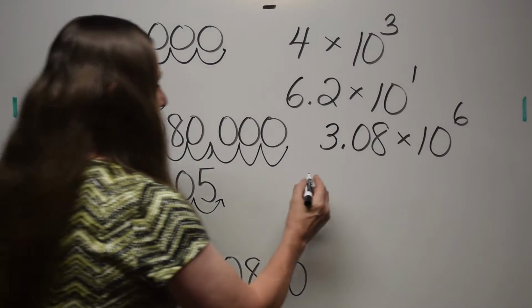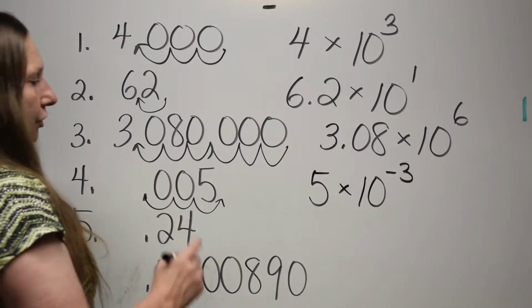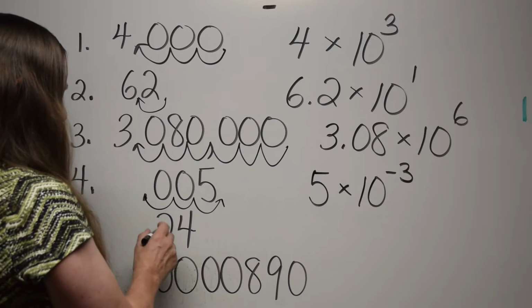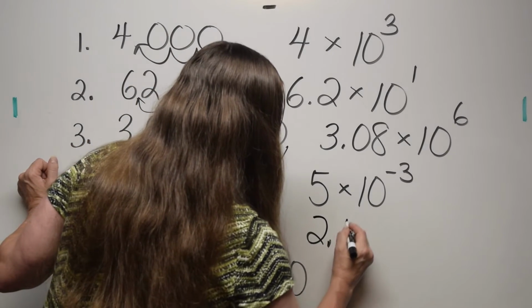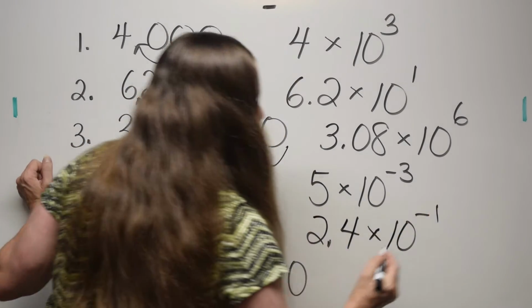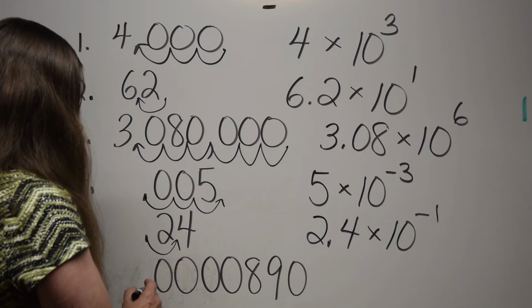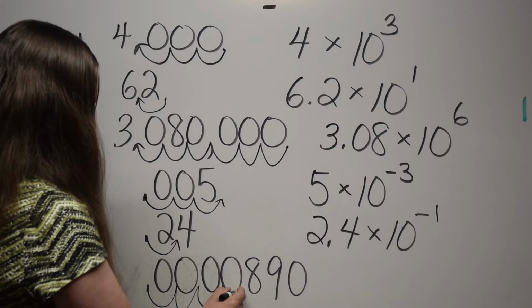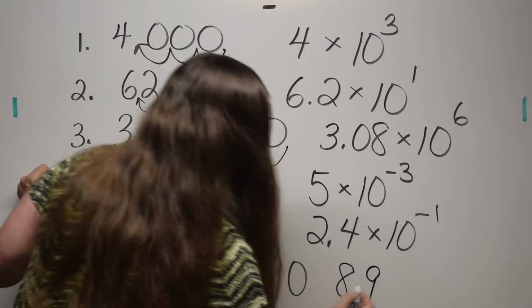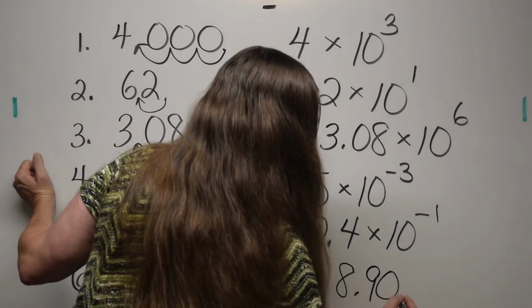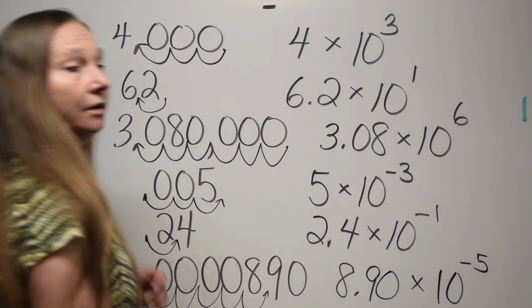This was a small number, so that's 5 times 10 to the negative third. Small numbers get negative exponents. Here, we're going to jump once. So it's 2.4 times 10 to the negative 1. All right, and finally here, we have 1, 2, 3, 4, 5 jumps. So this is going to be 8.9. They must have put that 0 there for a reason. Let's stick it in there. Times 10 to the negative 5.